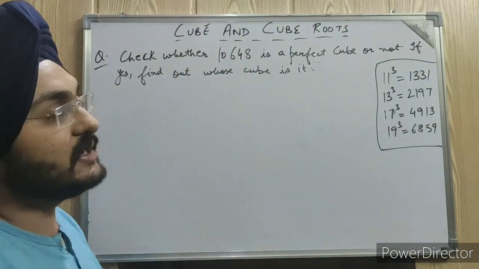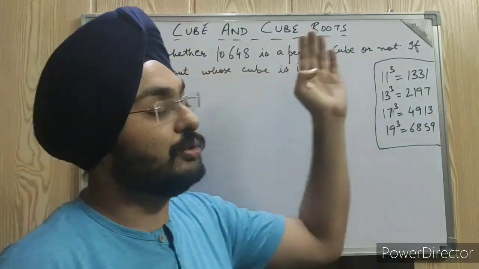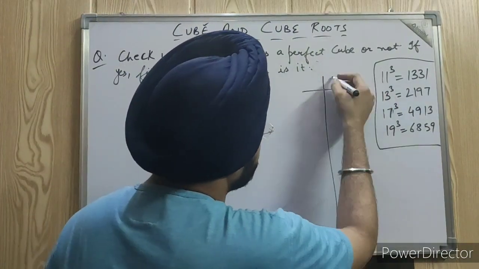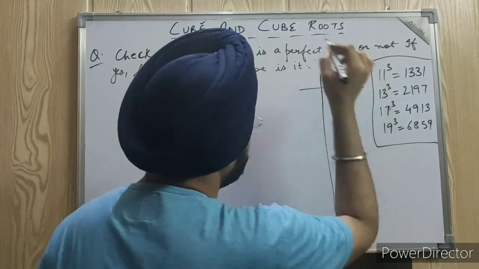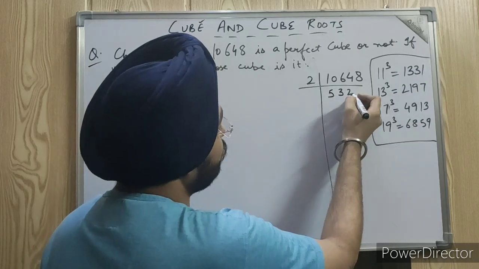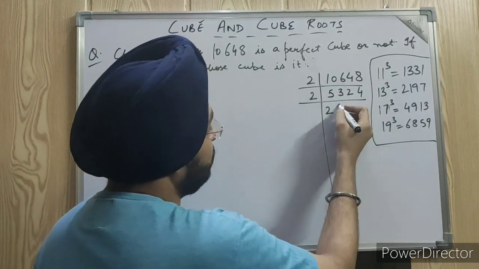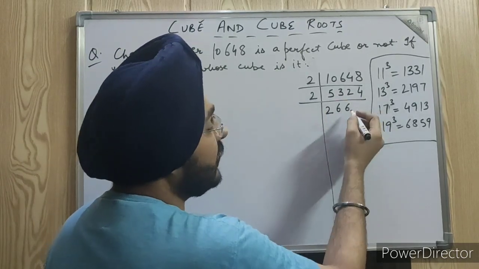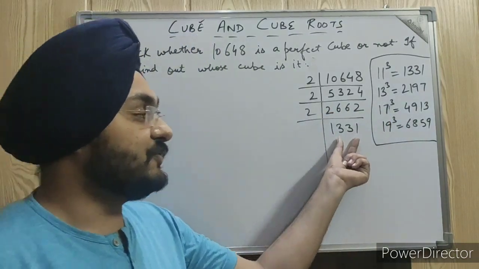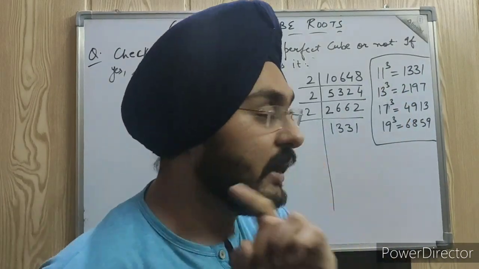So now coming to the question. He is saying check whether 10648 is a perfect cube or not. If yes, find out whose cube it is. So again we have to do the prime factorization only. I will be doing the prime factorization of 10648. Start with 2 only. So 2 into 5324, 2 into 2662, 2 into 1331. 1331 is a cube of what? 11 only. It means this number is going with 11.